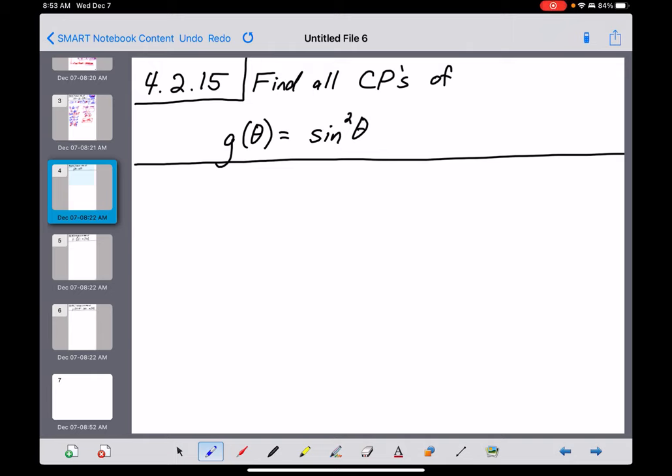Number 15 is asking us to find all critical points of this function here. G of theta is equal to sine squared of theta. So critical points happen anywhere that your derivative is 0 or undefined. So let's see what we can come up with for our derivative here.